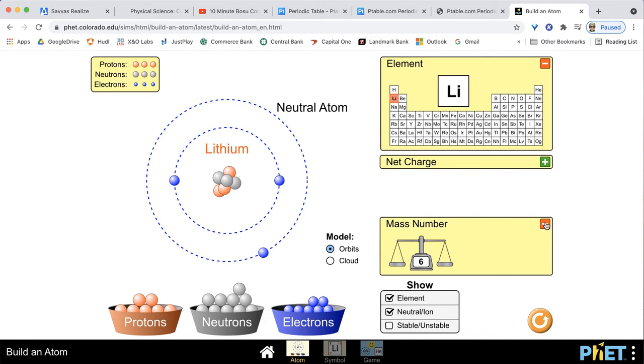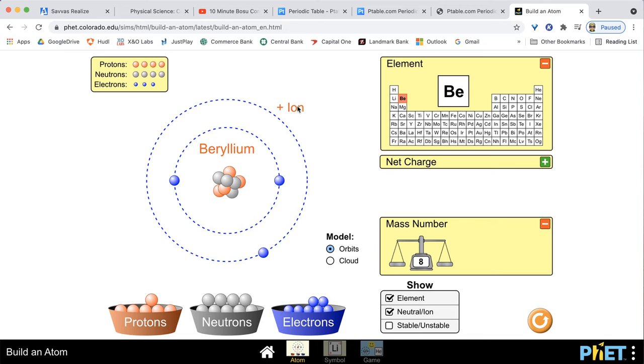So if I click on the mass number, notice that the mass number is 6. Mass number, again, is the number of protons plus neutrons in the nucleus of an atom. Okay? If I added another neutron, notice that my mass number goes up to 7. My charge doesn't change, and my element doesn't change. Neutrons are neutral. They simply affect the stability of the atom. I add a proton. Now my atom changes to beryllium.